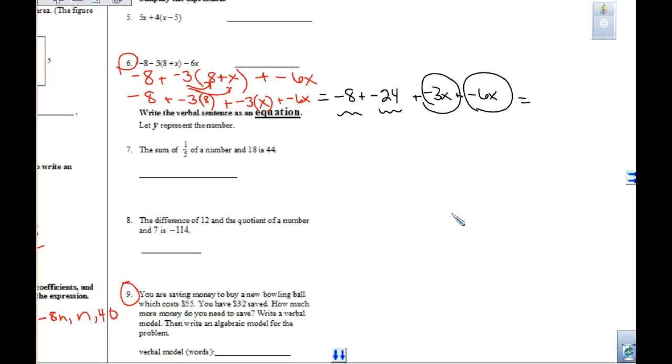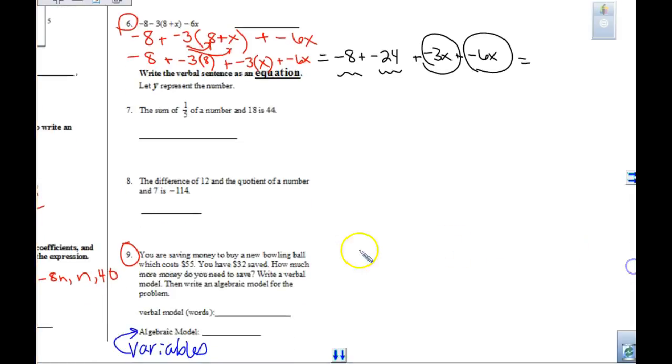Number 9, if I'm looking at the verbal model. So we just did one with verbal model. I kind of need you to do it like that, okay? So you are saving money for a new bowling ball. It costs $55. You've saved $32. How much more do you need to save? Write a verbal model. So what are you trying to do?